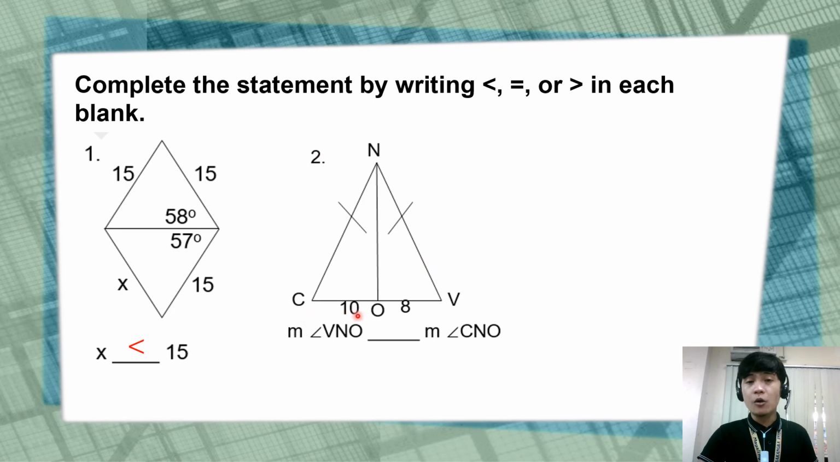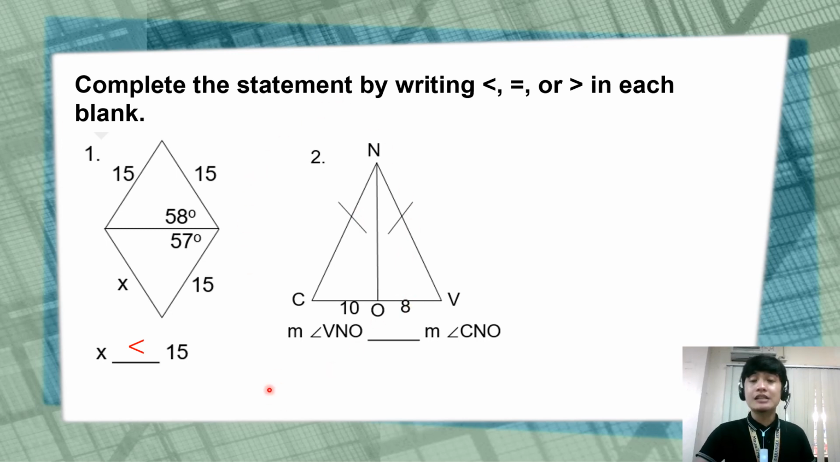Now, looking on the given figure, CO is 10 and VO is 8. If you are going to compare, segment CO is longer than segment VO based on their measurement. Now, if you are going to check, segment CO ay opposite side ni angle CNO. Ulitin natin. Kung titignan natin yung mga sides, si CO ay 10, si VO ay 8. Si CO ay mas mahaba kumpara kay VO based on the measurement. Segment CO ay opposite side ni angle CNO, while segment VO is the opposite side of angle VNO. Dahil mas mahaba si CO kay VO, lumalabas na yung angle na pinanggalingan ni CO ay mas malaki kumpara kay angle na pinanggalingan ni 8.